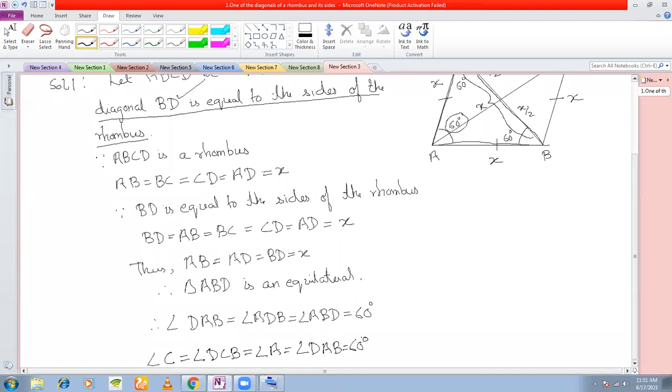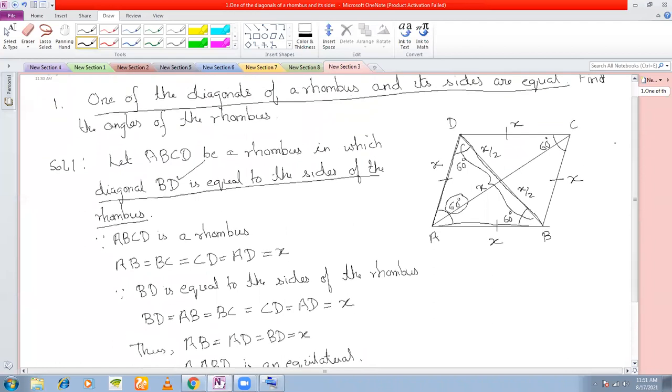You have to find all the angles, right? How many angles of the rhombus do we know till now? Only two angles. This 60 degree angle we know, and this 60 degree angle we know. What about the other two angles? X by 2 is the length of the side, not the angle. Forget about x by 2 now.